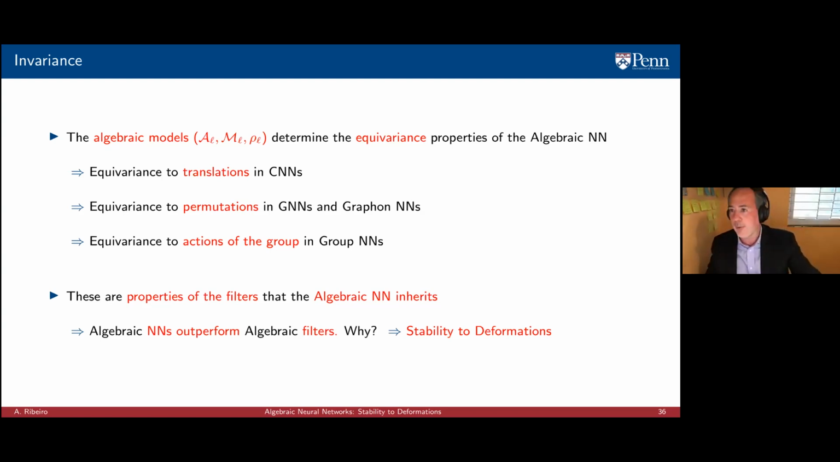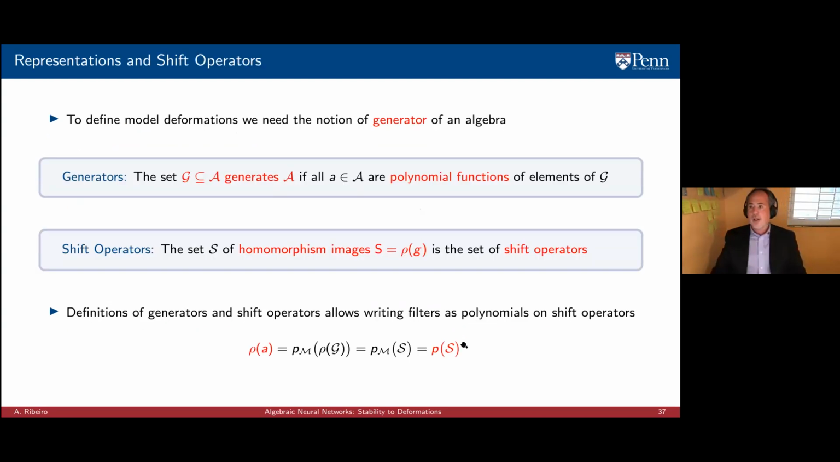Well, there are probably several reasons why, but I'm going to give you at least one, which is that neural networks or algebraic neural networks have better stability to deformations. In order to do that, I need to introduce a couple of objects, which are the notion of the generator of the algebra and the notion of a shift operator. The generator of an algebra is, as its name indicates, a subset of elements of the algebra that generate all of the other elements of the algebra as polynomial functions of elements of G.